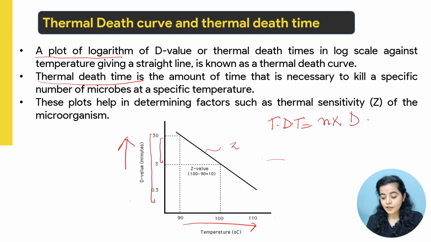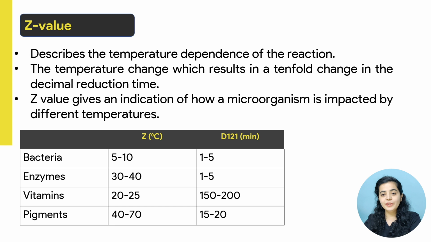How? Because it can be calculated by multiplying the decimal reduction time by the number of log cycles you want to reduce in the population. Say suppose we want to reduce 5 log cycles. So 5 into D would be your thermal death time. So these plots are very helpful in determining factors such as thermal sensitivity, that is the Z value, which we'll discuss now. Now coming on to the Z value, which gives the sensitivity of the microorganisms.